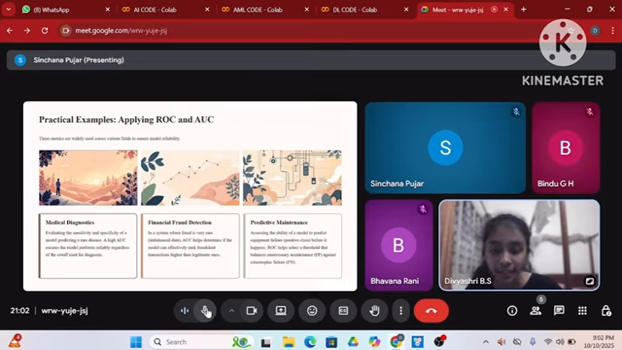Next, predictive maintenance, assessing the ability of a model to predict equipment failure before it happens. The ROC helps to select a threshold that balances unnecessary maintenance, that is a false positive, and a catastrophic failure, that is a false negative, with the prevention of equipment failure.